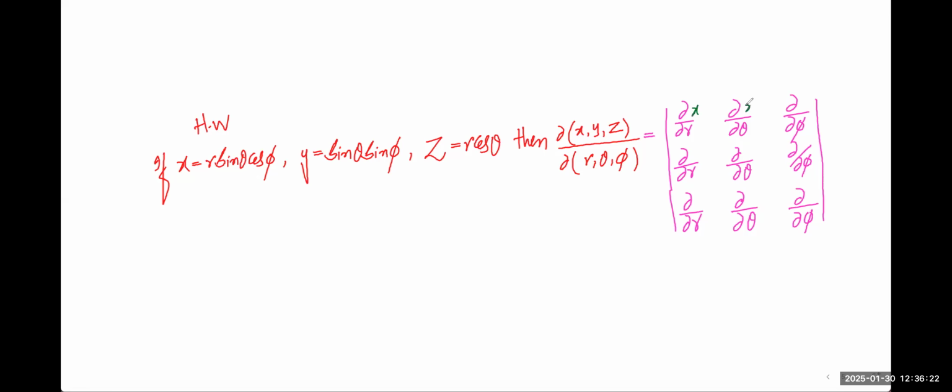x, x, x, y, y, y, z, z, z. So it means we have to differentiate this value of x partially with respect to r, theta, and phi. Similarly, the y value with respect to r, because we don't have r, so 0, then with respect to theta and phi. In this one, with respect to r, theta and phi, we don't have phi, so 0. This type of question will come for 6 marks.